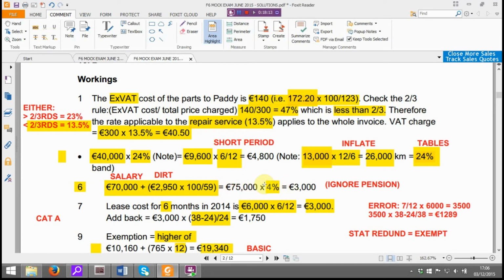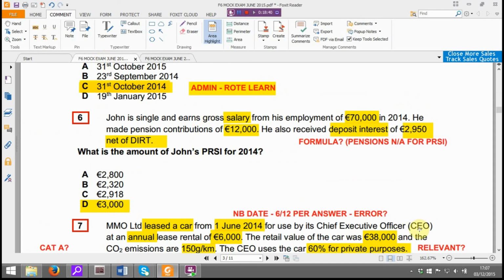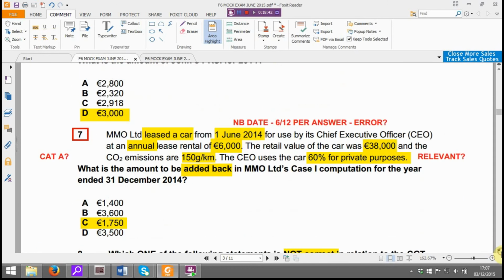So in summary here, let's just note, PRSI, basically all income is included. The only thing that I can think of that can be deducted is capital allowances, and in fact they will be deductible for PRSI purposes and USC, but certainly DIRT for PRSI is included. It's included gross. Pensions definitely not deductible. Okay, so that's number 6. Let's move on to number 7.